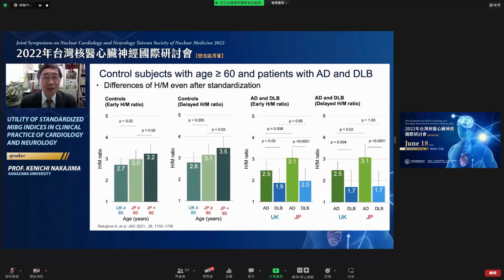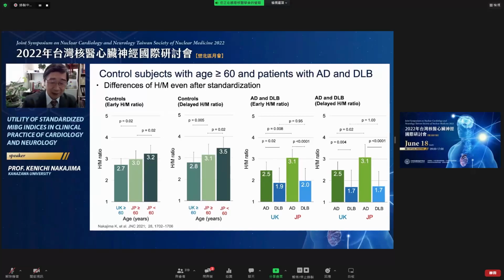So I asked her to send me the original data in order to write an editorial and compare the results. When we look at the controls, UK patients over 60 are 2.7, and in Japan, over 60, 3.0, and in Japan, under 60 years old, 3.2. Similarly, for AD and DLB, the H2M ratio in the UK is 2.5 and 1.9, but in Japan it's 3.1 and 2.0. UK data were also standardized using the same phantom study.